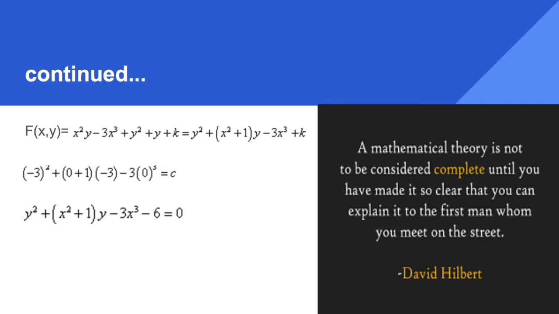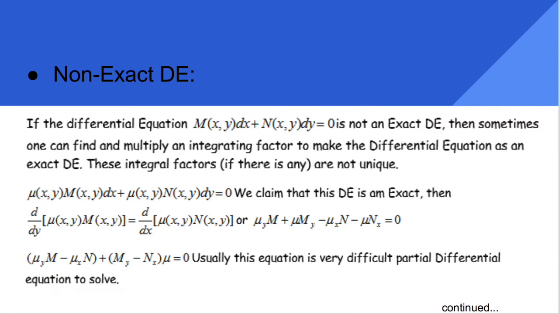Recall from the beginning, we are given the initial condition, where y of 0 equals -3. Plug it in, and we can find the constant to be 6. The implicit solution is now y squared plus x squared plus 1 times y minus 3x cubed minus 6 equals 0.